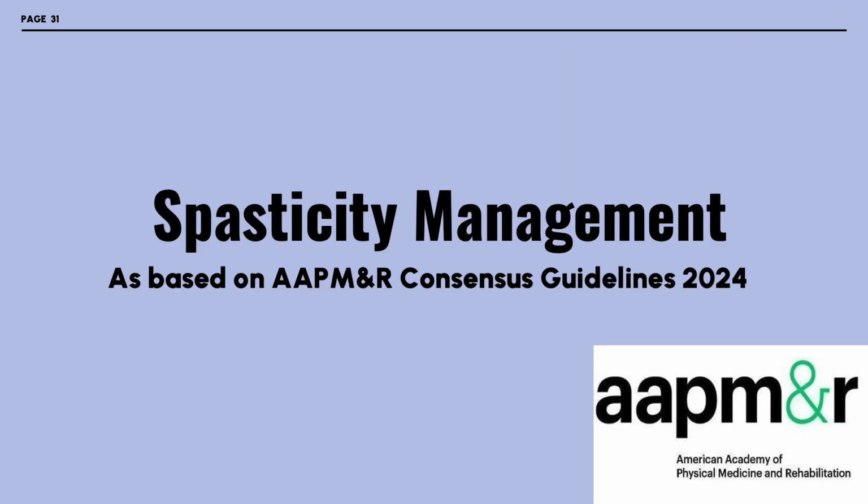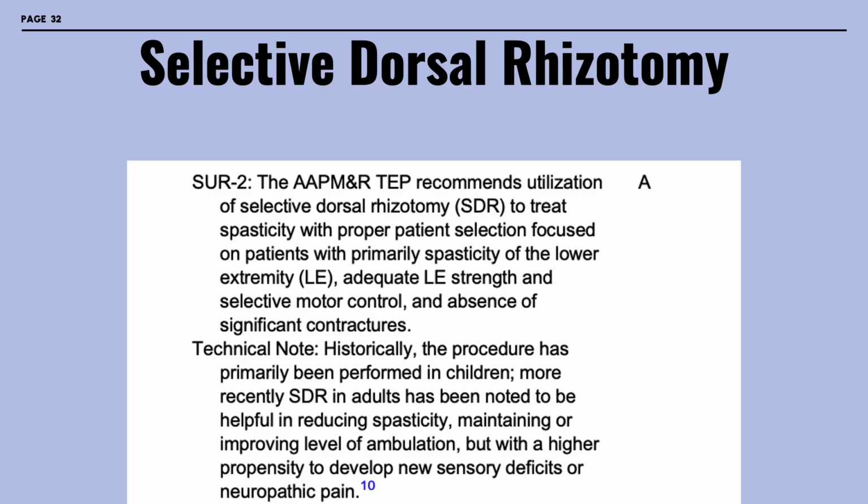But for now, we're going to focus on the American Academy of Physical Medicine and Rehab consensus guidelines for spasticity management. Our first grading is on SDR, selective dorsal rhizotomy. This is graded an A in this systematic review.